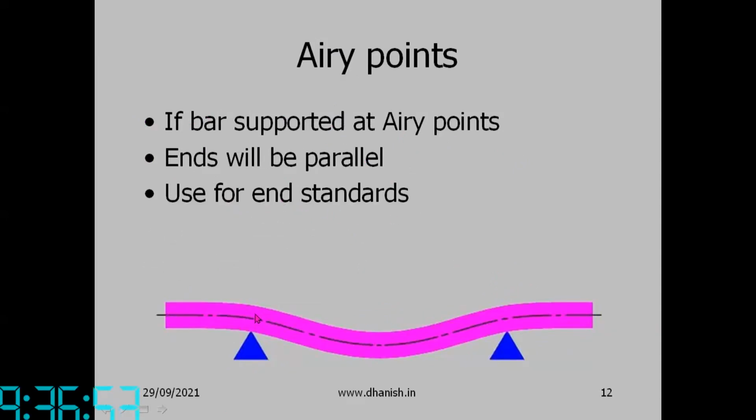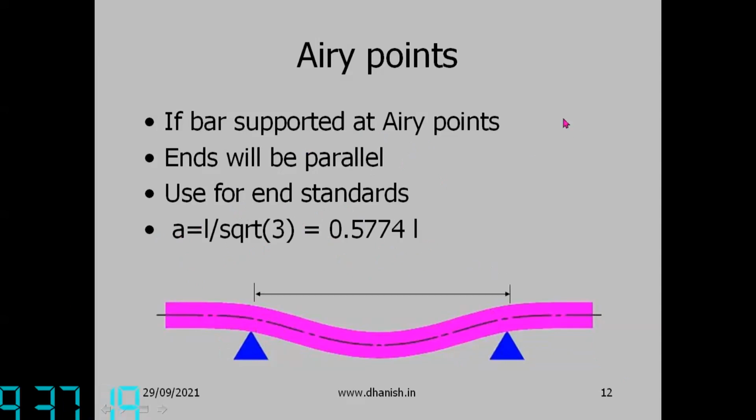So this is used for end standards. Gauge blocks and all are end standards. The end faces are the reference surfaces. So for such objects, they have to be supported at the Airy points. So the distance between supports, A, is equal to L by root 3, which is equal to 0.5774 L. So this is the distance between supports, where L is the length of the beam.